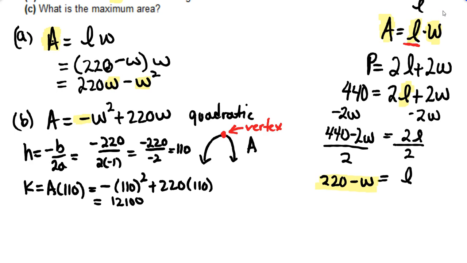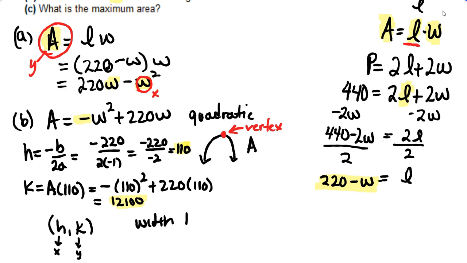Now just to pay attention, we've got two numbers here for the h and for the k. We want to make sure we know what those numbers mean. Typically in an ordered pair, (h, k), the h stands for the x and the k stands for the y. In our equation, we don't have x and y. We have a for the y part and w for the x part. So for the width, we get 110, that would be yards, and that is our h. And for the area, we get 12,100. That would be square yards, and that's our k.